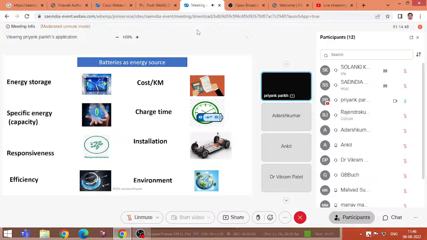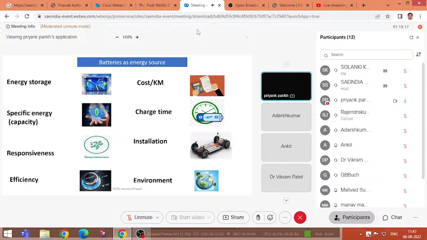When we talk about efficiency, what is the efficiency of the traditional engine? That's 34. It cannot go beyond 34. Right? And what is the efficiency of the battery? It is about 85%. Again, a clear cut advantage for the electric. 34, 85.